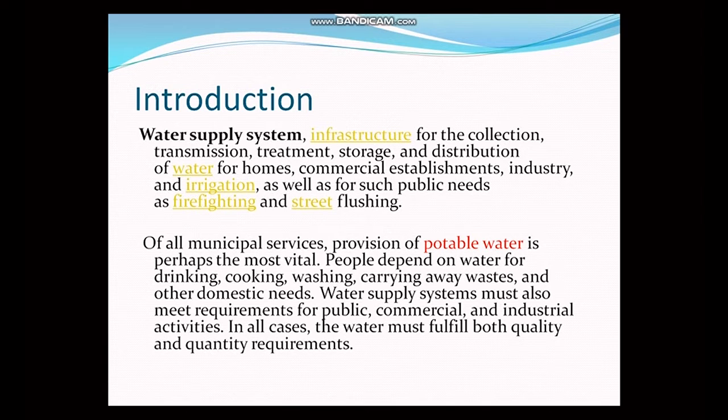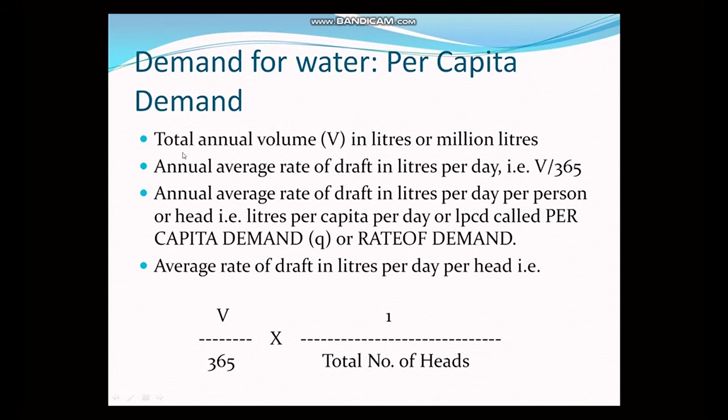Let us proceed to the quantity aspect of water supply, which is also known as the demand for water, or simply water demand. If a total volume of water, that is V liters or million liters, is supplied to a place annually, then the daily average supply is V by 365. That means the total volume of water V is divided by 365 days, as a year consists of only 365 days.